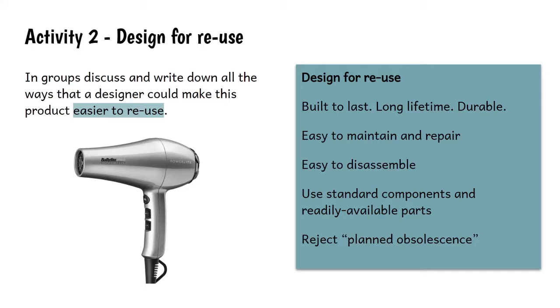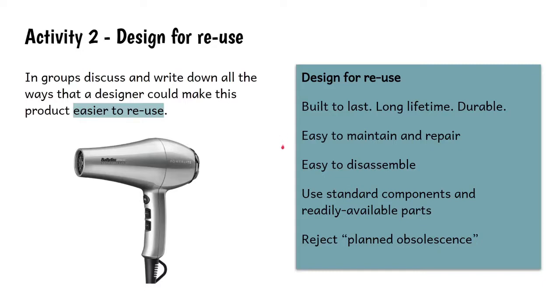For a start, we could build that thing to last. We could choose tough, durable materials, give it a long lifetime. All too often things are built with low quality for cheapness. So we can make a decision right now to make that out of better, tougher, more durable materials. The second thing I'm going to say is we could make the hairdryer easier to maintain and repair. In other words, we could make it so that we could repair it with a screwdriver.